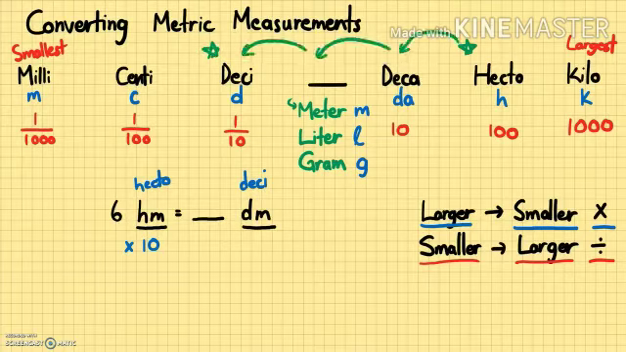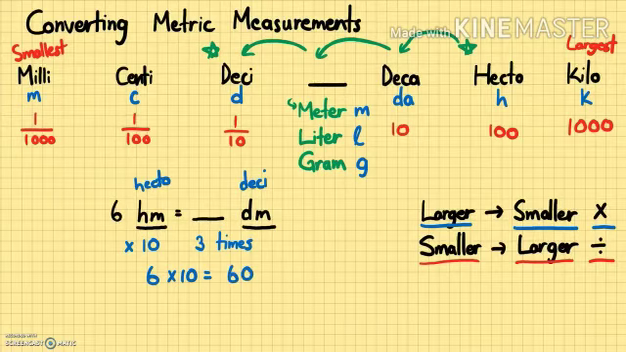Therefore, 6 times 10 is equal to 60. Times 10 is equal to 600. Times 10 is equal to 6000. Thus, 6 hectometers is equal to 6000 decimeters.